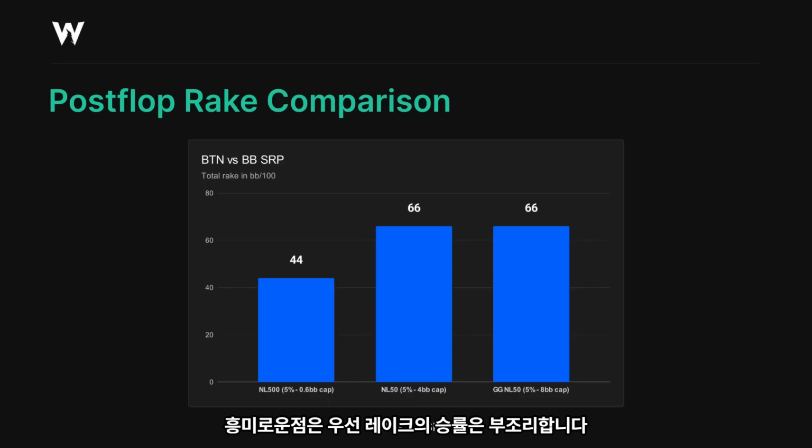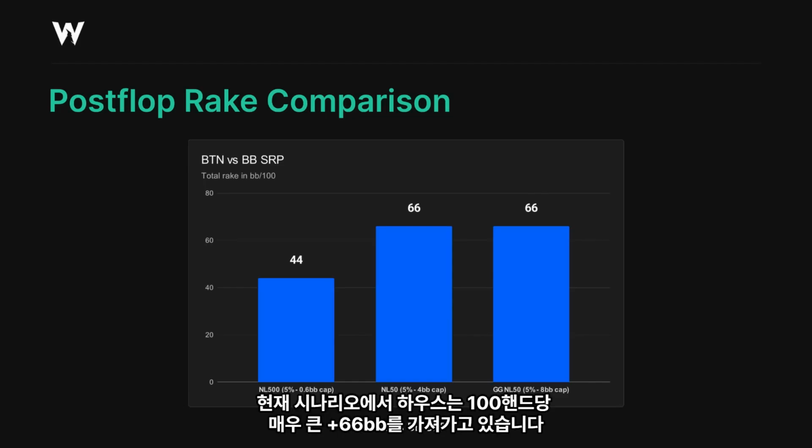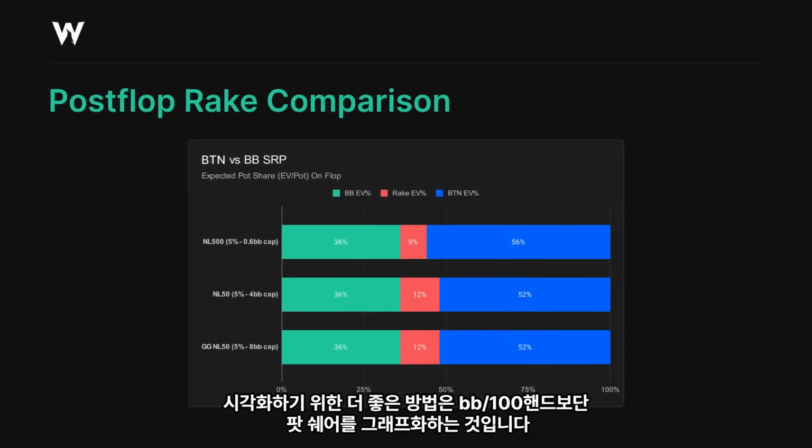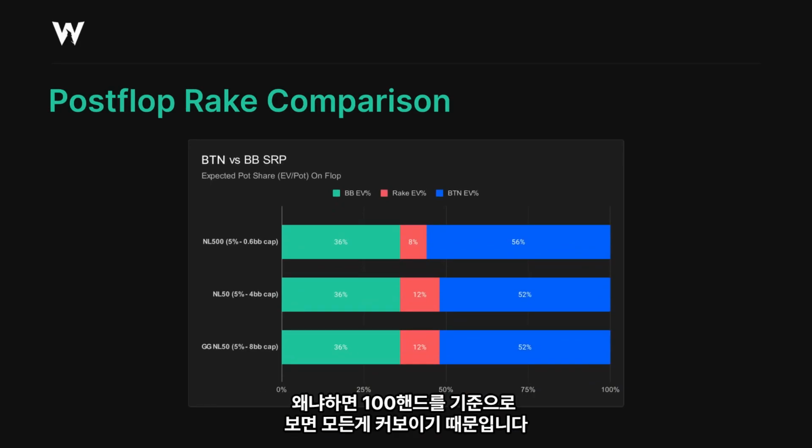First of all, the rake's win rate is kind of absurd. So the house is making 66 big blinds per 100 in this scenario. That's a lot of big blinds, okay? So don't underestimate the rake. Probably a better way to view this, a fairer way, is to graph the pot share rather than the big blinds per 100, because everything looks big when you multiply it by 100.